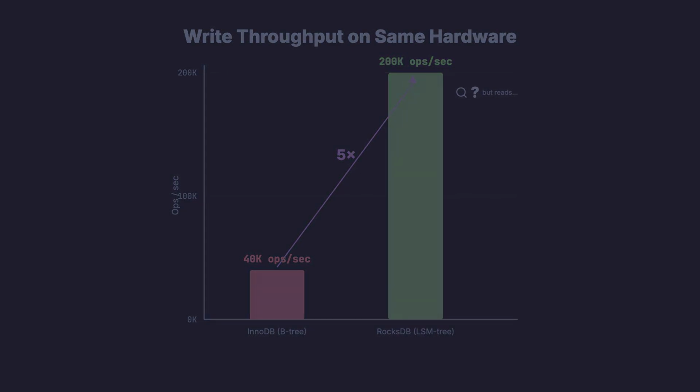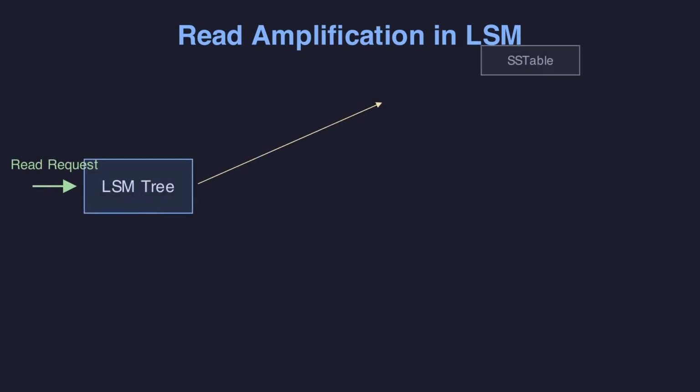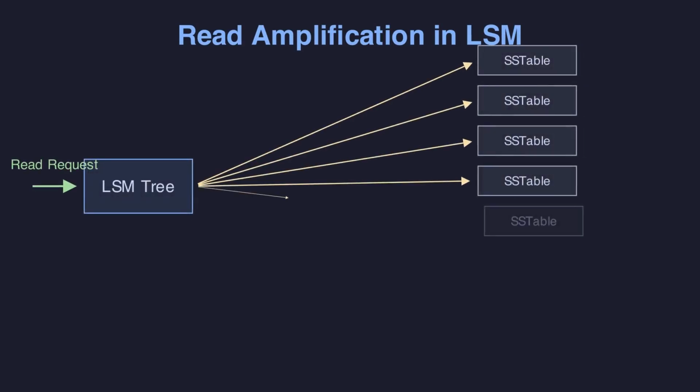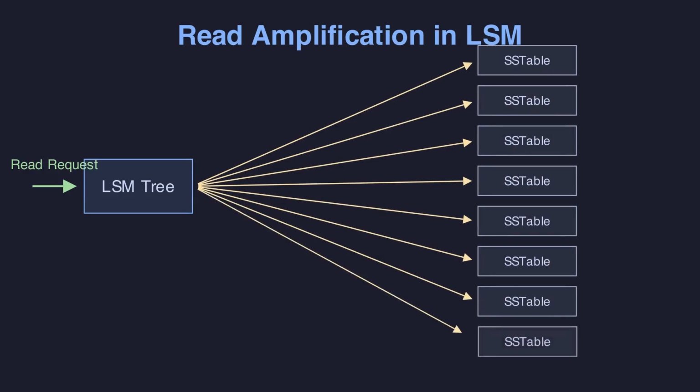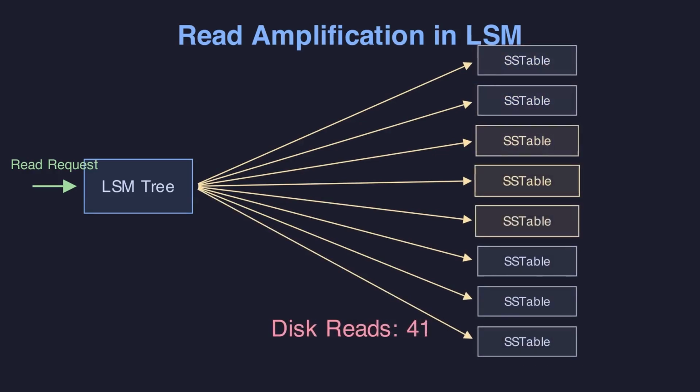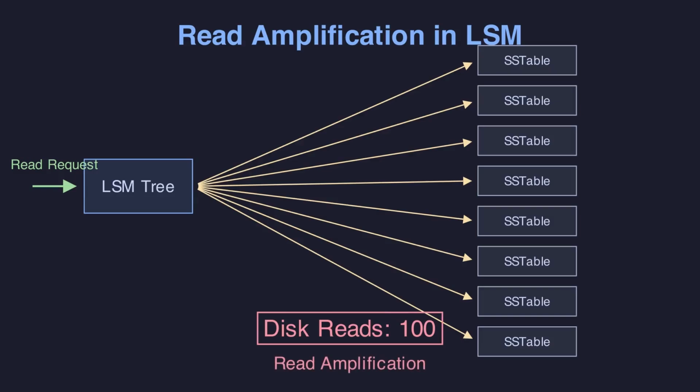read data back. When you write a key, the new value gets appended to a log, but older versions still exist in previously sorted tables. A read now has to hunt through potentially dozens of files to find the most recent version. That's read amplification. For a single key lookup, you might end up doing 10, 20, or even 100 disk reads.